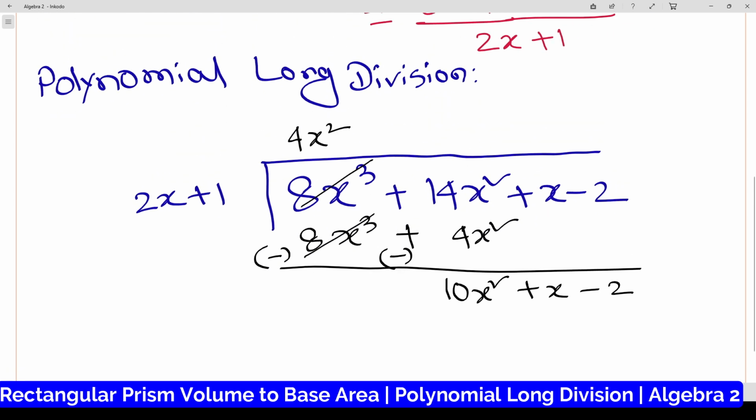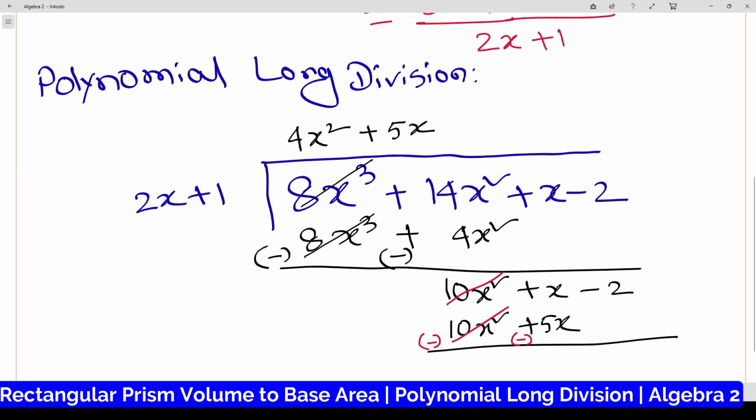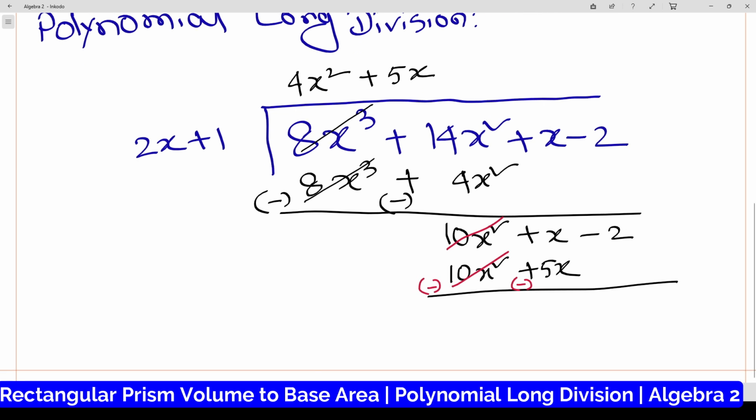Now here is 10x squared and here is 2x. 10 divided by 2 is 5, and x squared divided by x is x. So we write 5x. 10x squared and 5x times 1 is plus 5x. Now the signs will be changed, minus and minus. 10x squared and 10x squared are out. x minus 5x is minus 4x, and here is minus 2.